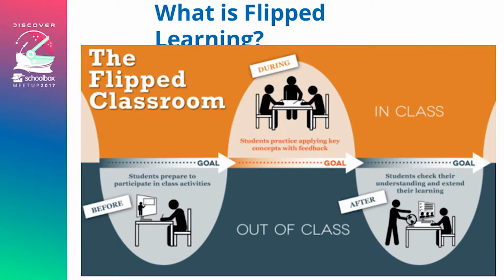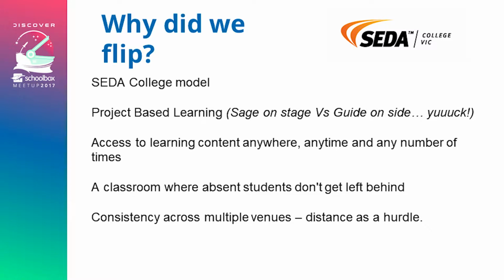The benefit of that is that it gives you more time within class to work on things with the teacher. So it's often described as the sage on the stage, which is what we're witnessing right now, compared to the guide on the side. Now, I hate that term, so I don't like using it, but that's how it's often described. So why did we flip it at Cedar College?